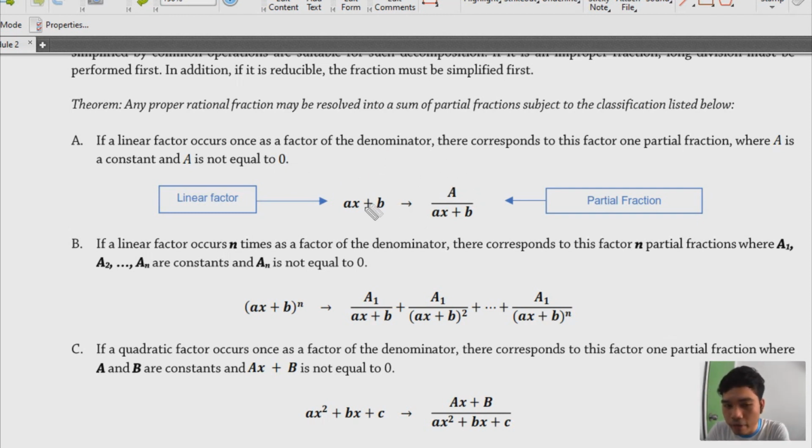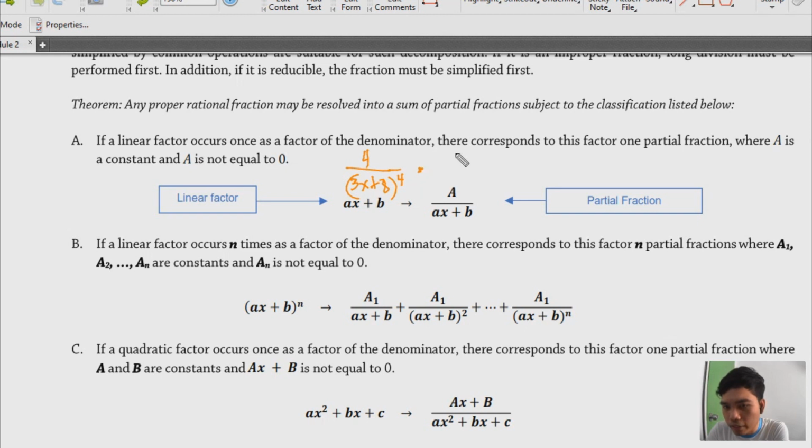And then for B, we have if a linear factor occurs n times. In short, this factor is no longer just once, it appears many times, more than 1. So there corresponds to this factor n partial fractions where a sub 1, a sub 2, a sub n are constants and a sub n is not equal to 0. So in short, if this is raised to n, meaning not 1, let's do 4 over 3x plus 8 again, and then let's raise this to the 4th.